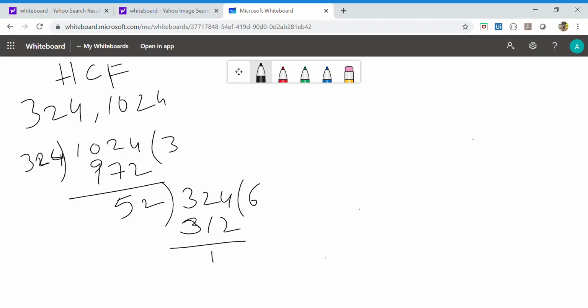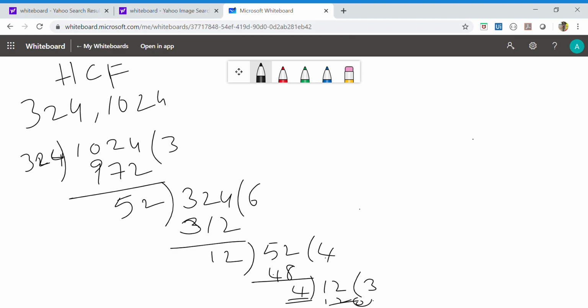The remainder is 12. Take the remainder as the divisor and 52 as the dividend, and it will go 4 times, that is 48, and the remainder is 4. Again you have to take 12 and 4; this is called the continued division method. 4 3s are 12, and the remainder is 0. Whenever the remainder is 0, the divisor is the HCF. So 4 is the HCF of 324 and 1024.